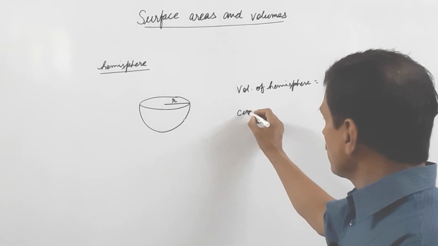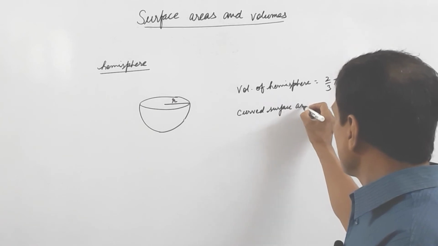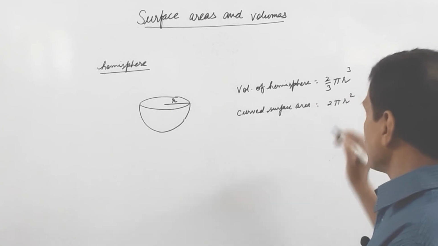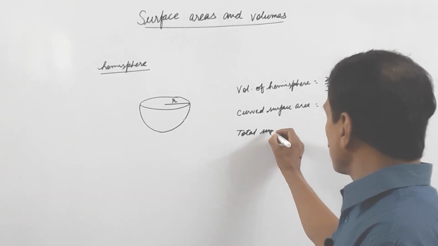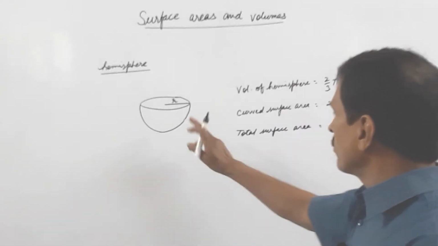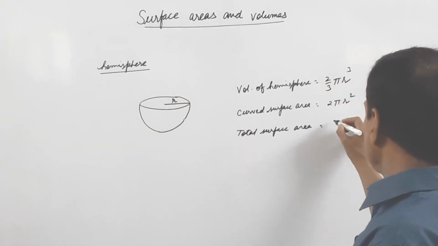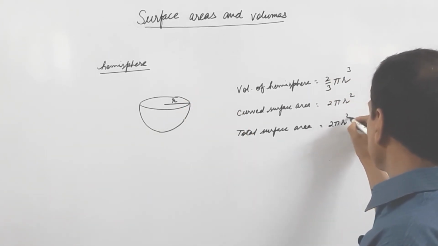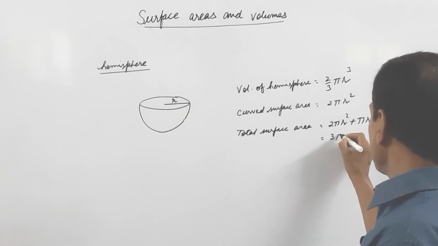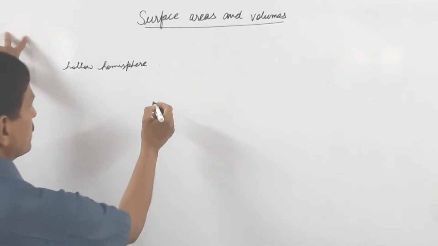Curved surface area is equal to 2 pi r square. Total surface area is equal to curved surface area plus area of the plane surface, that is pi r square. So this is 2 pi r square plus pi r square, and that is 3 pi r square. The next is hollow hemisphere.